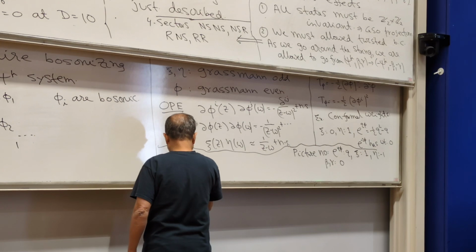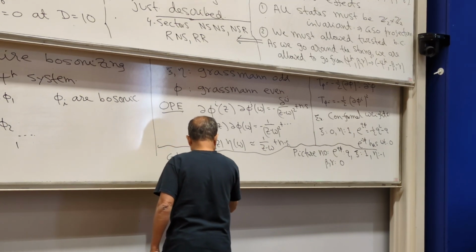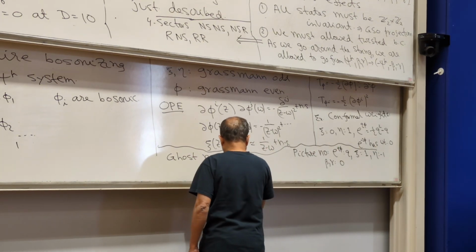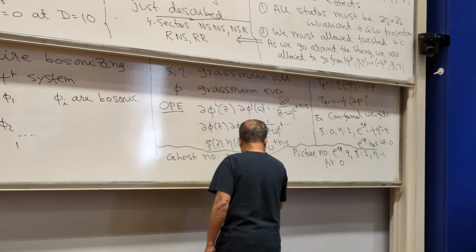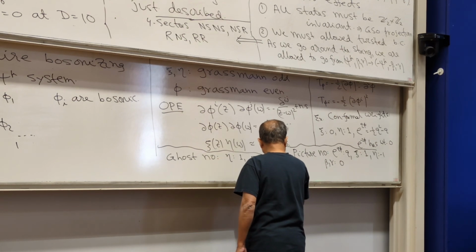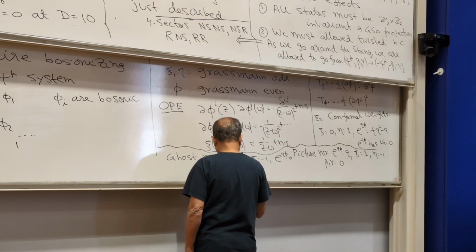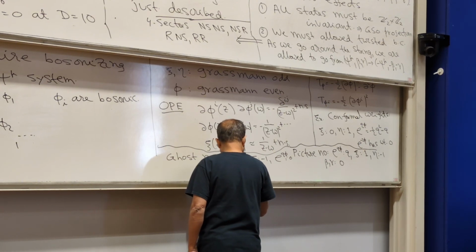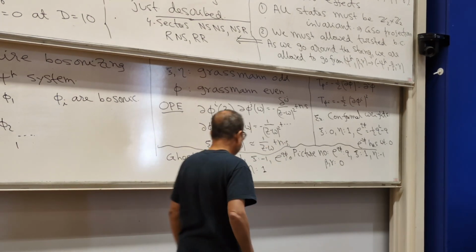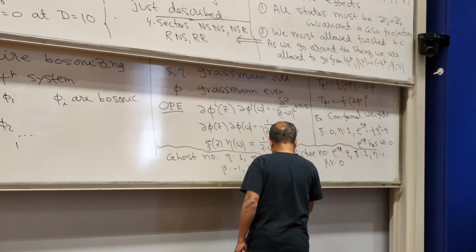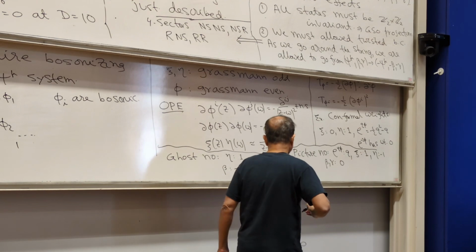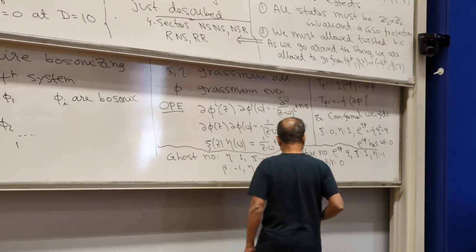Ghost numbers: eta will be 1, xi minus 1, e to the q phi will be 0. So beta is minus 1, eta is 1. And bc of course the same, b is minus 1 and c is 1. Okay, so ghost number is something that was there before, right?